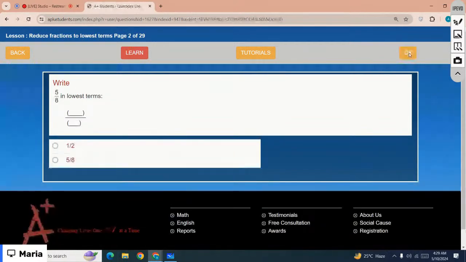Okay, 5 by 8 in lowest term. So which is the correct option? The only greatest common number that can divide 5 and 8 is 1, right? So 5 by 8 in lowest term is 5 by 8, right? The correct option is 5 by 8.